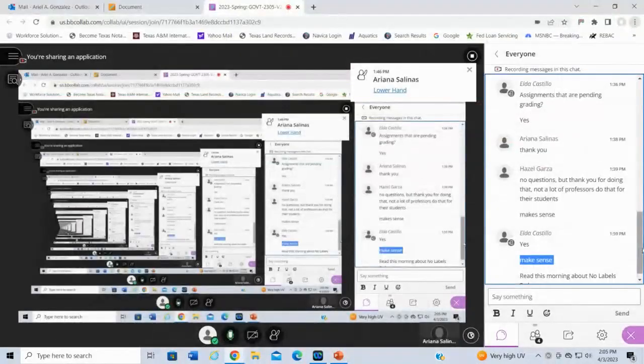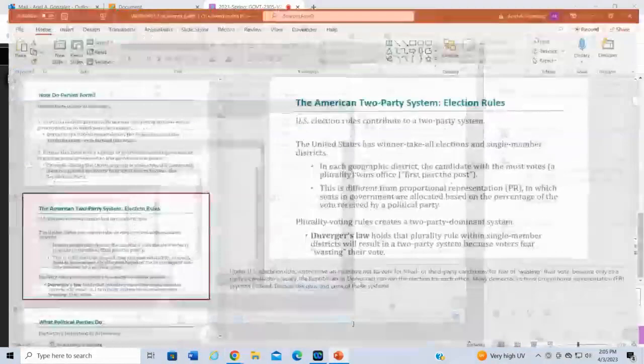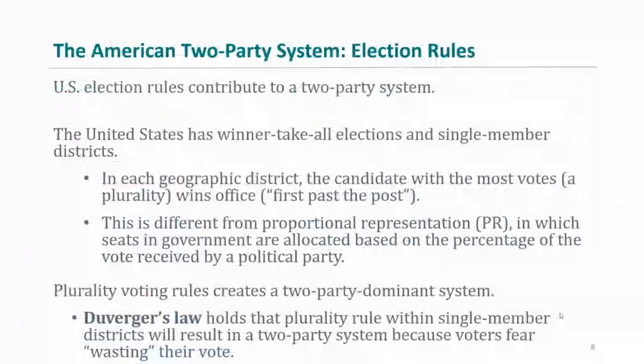Let me see. I read this morning about No Labels. Oh yes, and there are a lot of different interesting third parties. One of my favorite third parties was La Raza Unida Party over in Crystal City and Carrizo Springs, which started in the 60s and 70s. They actually won some school board races out there in Southwest Texas. But yes, there are all kinds of other third parties, but unfortunately, like we're talking about here, they're not able to get the support because the system doesn't allow it, right?